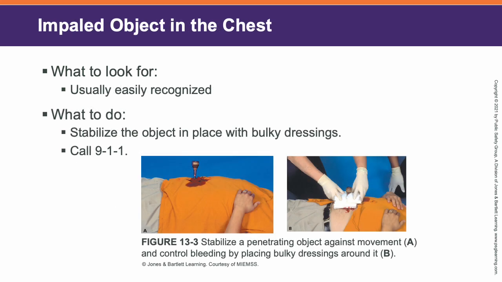All right. Anytime you have an impaled object in the chest, for one, it's usually pretty easy to tell because you're going to be able to see the object sticking out. As far as what to do for it, we're going to stabilize the object with bulky dressings. Like this picture right here, they just put some bulky dressings around it. You could use a wrap around the torso to hold it in place if it was plausible. In this situation where the person's laying down, it's not really plausible, right? I'm not going to lift them up to get an ace wrap around there. We're just going to hold those dressings in place.